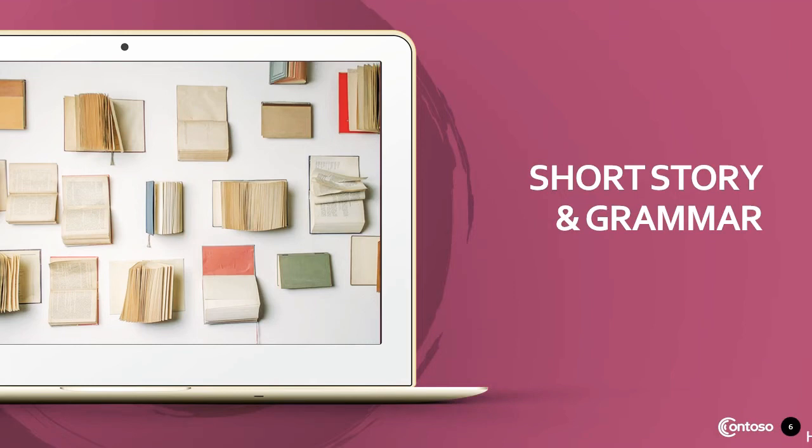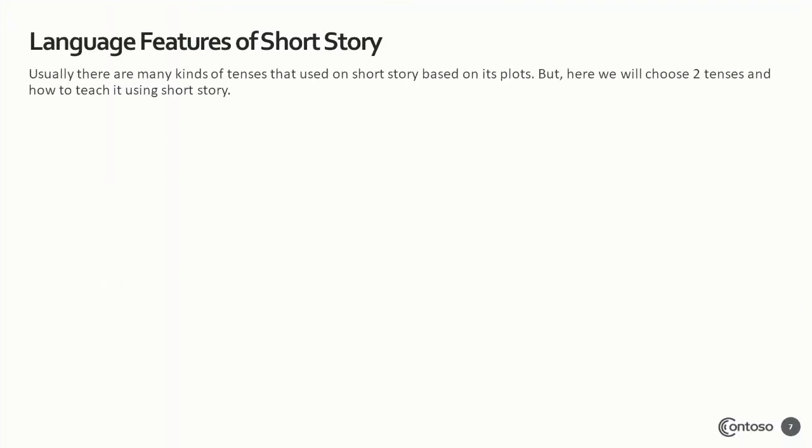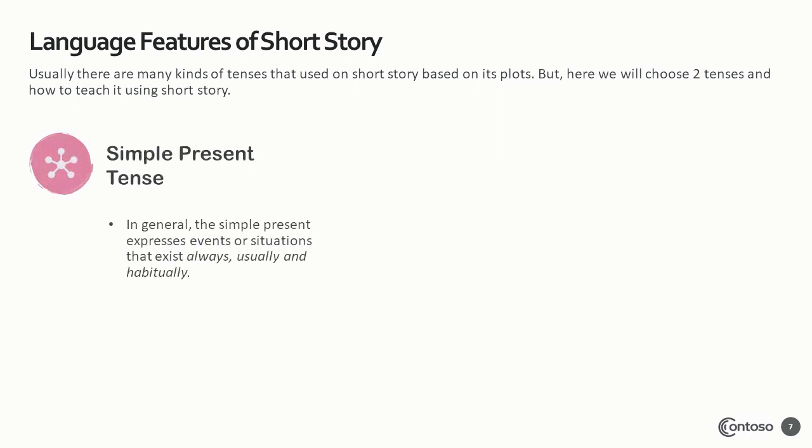Okay everyone, how to improve your grammar master with English short stories. The language features of short story. Usually, there are many kinds of tenses that are used in short story based on its plots. But here we will choose two tenses and how to teach it using short story. There are simple present and simple past tense.